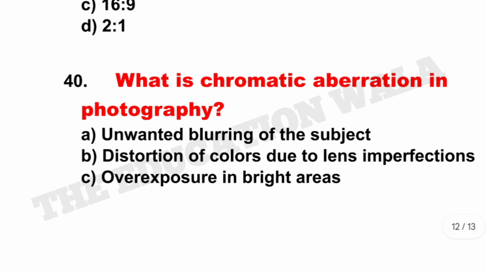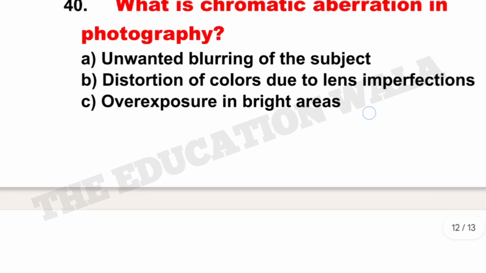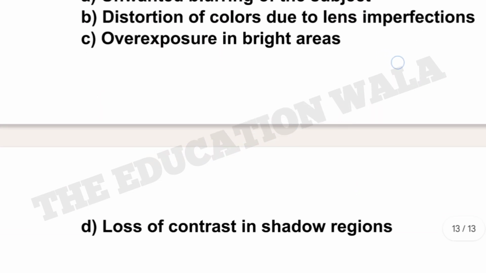Question number 40. What is chromatic aberration in photography? Option A, unwanted blurring of the subject. Option B, distortion of color due to lens imperfections. Option C, overexposure in bright areas. Option D, loss of contrast in shadow regions.